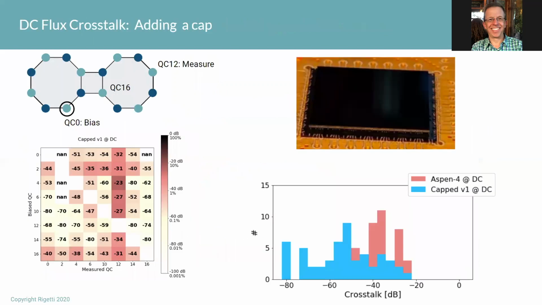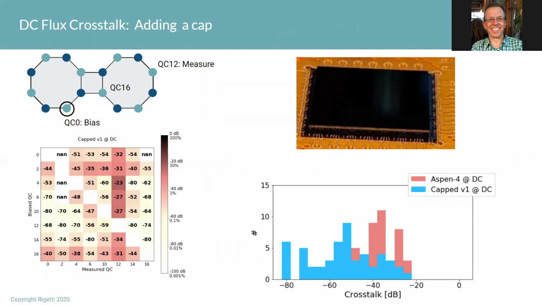So let's take a look at what happens when we add a cap. Here on the right, you see a picture of one of our cap devices. The wire bonds are going to the QUIC from the PCB, and then you can see the cap sitting on top of the QUIC.